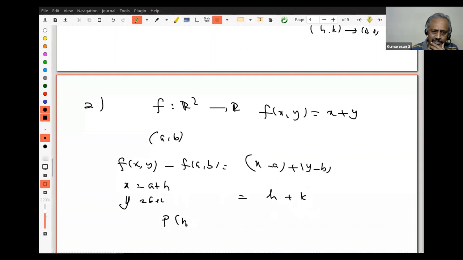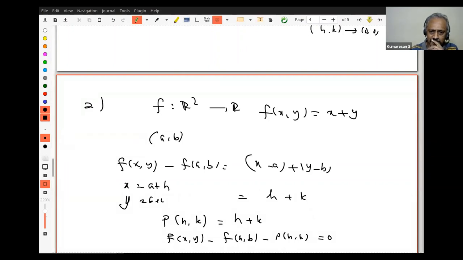Therefore, what is my first degree polynomial? I'll take it as h plus k itself, right? Now, what is f of (x, y) minus f of (a, b) minus the first degree polynomial p of (h, k)? It is 0, right? Therefore, I don't have to worry about epsilon, delta, anything. Do all of you understand? Yes. And my C1 is 1, because the polynomial is C1 times h plus C2 times k. Therefore C2 is also 1.